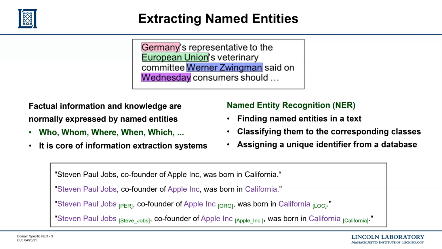I have a sentence, Stephen Paul Jobs, co-founder of Apple Inc., was born in California. And so Stephen Paul Jobs would get highlighted and would be classified as a person. And Apple Inc. would be classified as an organization. California would be location. So I have three different entity types in this sentence: person, organization, and location. And those are very often the most common entities that you see in these named entity extraction systems.